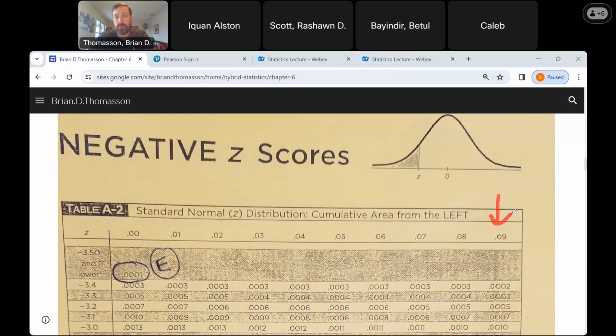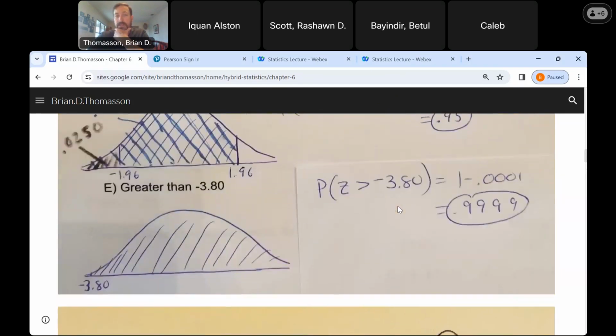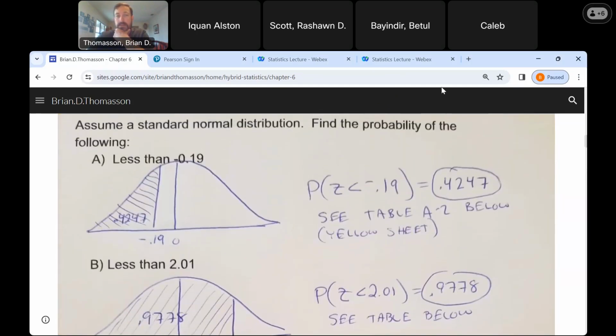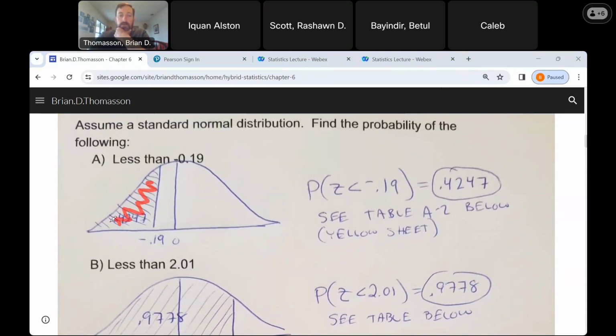So we line up that column and that row, and that's where we get this number here, the 4247. We get the negative 0.1 from our first column and the 0.09 from our first row. We line up that row and that column, and we get 0.4247. What that's telling us is that this area, or probability, to the left of negative 0.19 is equal to 0.4247, and that's our answer. So not too bad. Any questions on that one before I go to the next one?